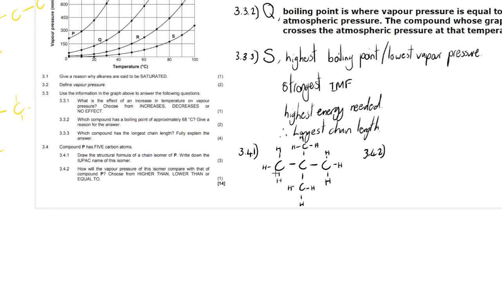It boils easier. But boiling point and vapor pressure are inversely proportional. Look at this question we did earlier. Highest boiling point happens at lowest vapor pressure. These 2 concepts are inversely proportional. And so how will the vapor pressure of this isomer compare with that of compound P? It is more branched, weaker intermolecular forces. It will have a higher vapor pressure. And so they say choose from higher than, lower than, or equal to. I will say higher than, exactly as one of the options that they give me.